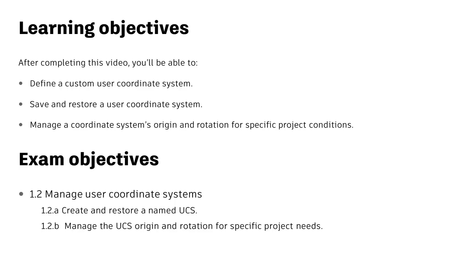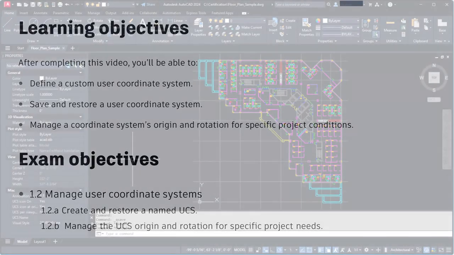The user coordinate system is helpful when working with designs that have areas with unique non-orthogonal orientations. After completing this video, you'll be able to define a custom user coordinate system, save and restore a user coordinate system, and manage a coordinate system's origin and rotation for specific project conditions.